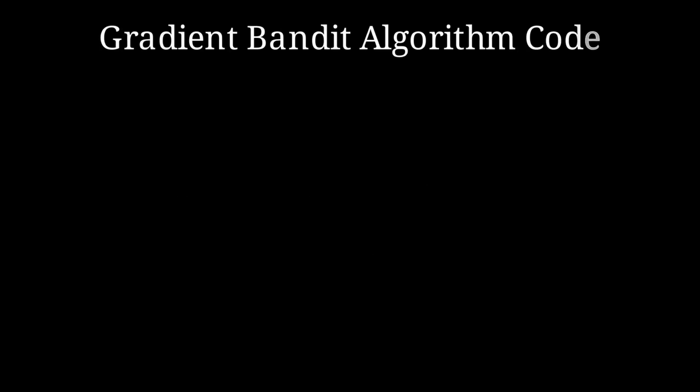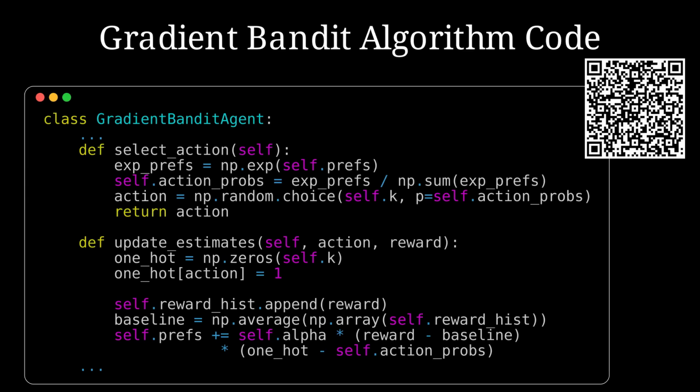Let's break down the gradient bandit agent code. The full implementation is available in the GitHub repository linked below. In the select action function, the agent first computes action probabilities using the softmax formula discussed previously. Next, an action is selected according to those probabilities, ensuring actions with higher preferences are more likely to be chosen.